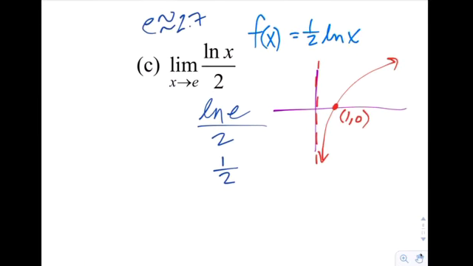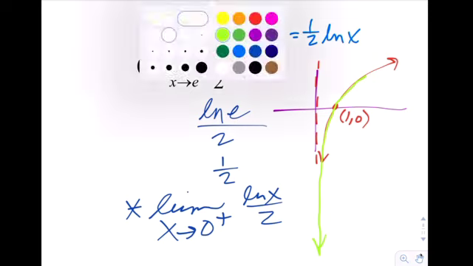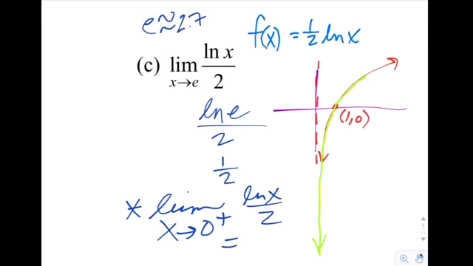If I were to change this question, or let's just add on another one, instead of approaching e, what if I were approaching 0 from the right-hand side? Yeah, that one's interesting. If you hop on the graph to the right of 0 and you start heading back towards 0 from the right, this is going to go down, down, down forever and ever and ever more. So the limit would be negative infinity.